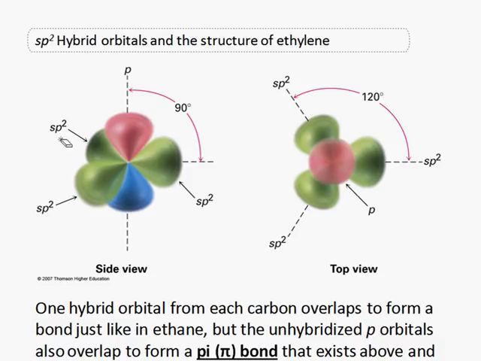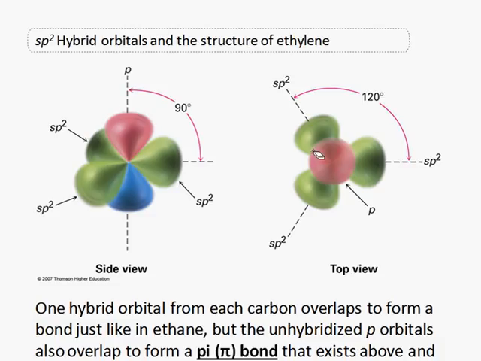Because we took one s and two p orbitals altogether, we now come up with 3 new hybrid orbitals. So the 3 hybrid orbitals, if we're looking at it this way, will be planar, sort of in this horizontal plane going across, and then the unhybridized p orbital will be perpendicular to it, so going above and below the plane.